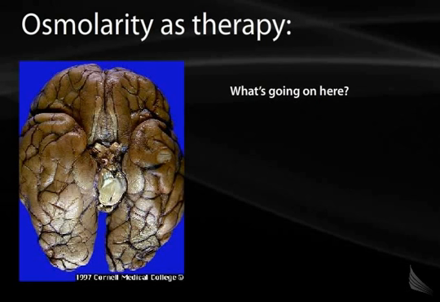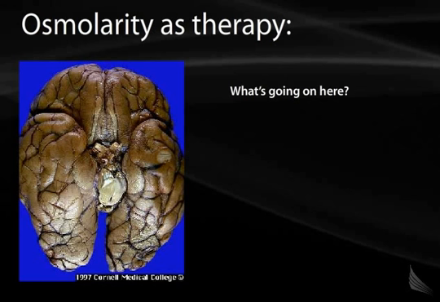Another point where osmolarity can be used is when osmolarity is used as therapy. As shown here in the figure on the left, this is the brain of somebody who has a very swollen right temporal lobe. The swelling could be due to any number of factors such as stroke, infection, or tumor.